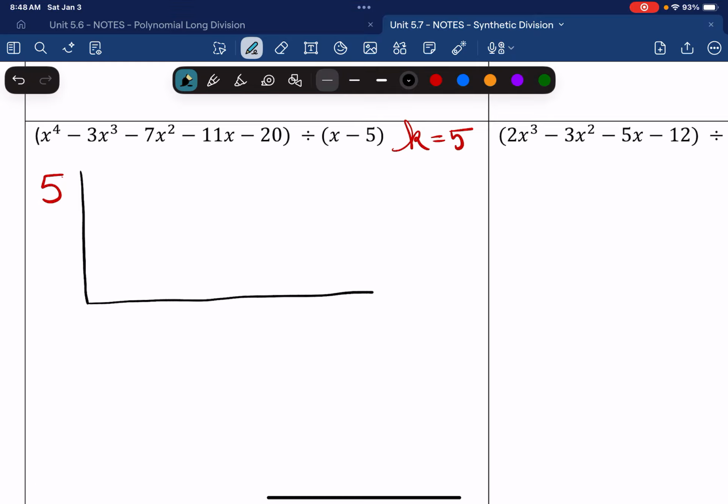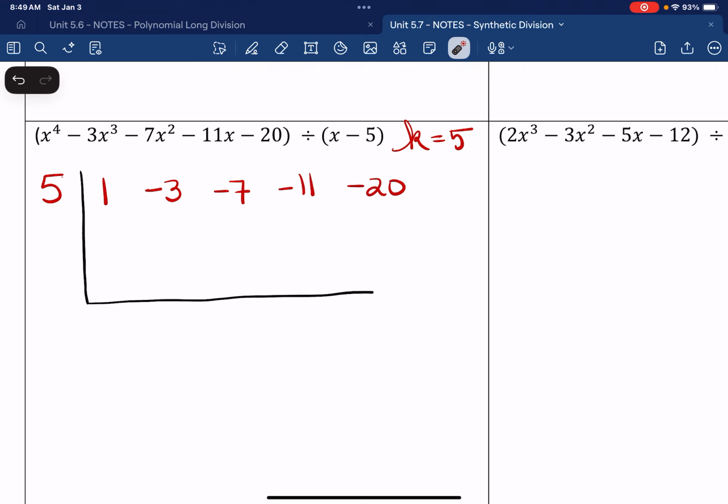Okay? Now, what are all of our coefficients? X to the fourth power has a coefficient of 1. X to the third power has a coefficient of negative 3. X squared has a coefficient of negative 7. Our x term is negative 11, and our constant is negative 20.